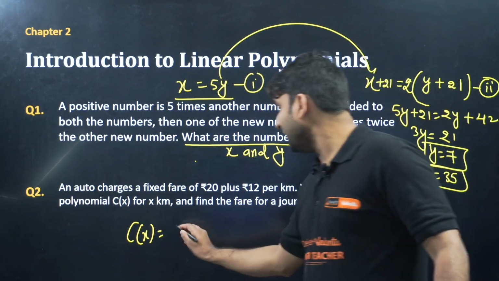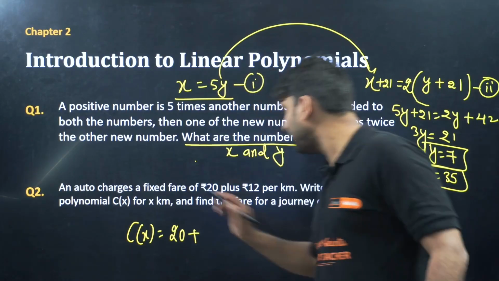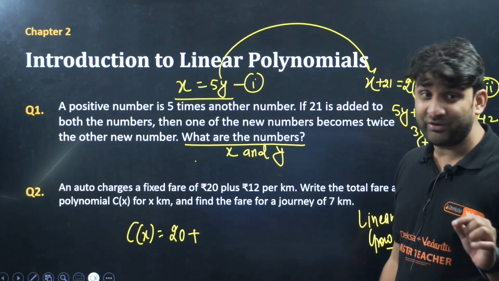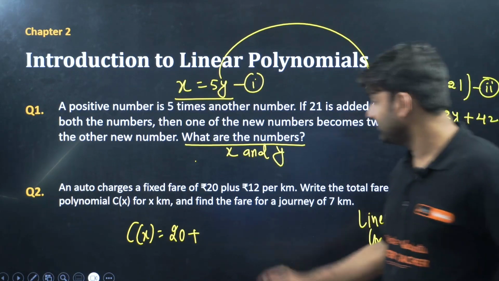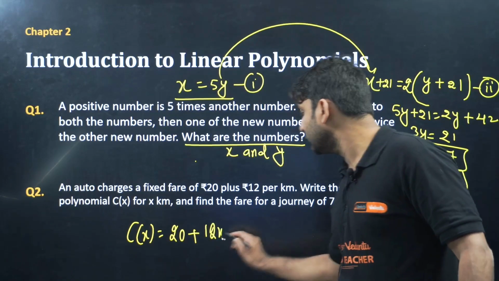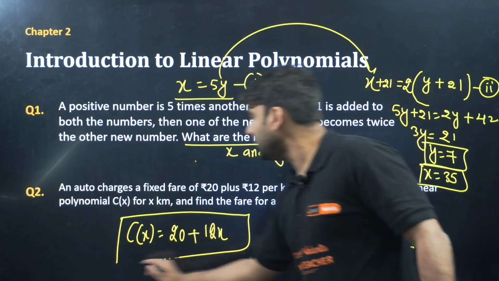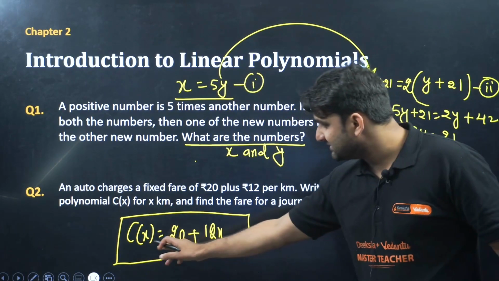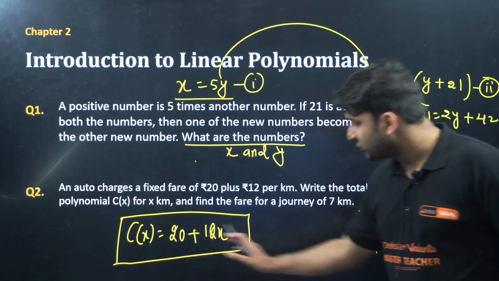Okay. So 20 is a fixed charge plus 12 rupees he is increasing in upcoming kilometers. So 12 into x. So this will be the equation. C is the total charge, x is the kilometer traveled. So the equation will look like this.